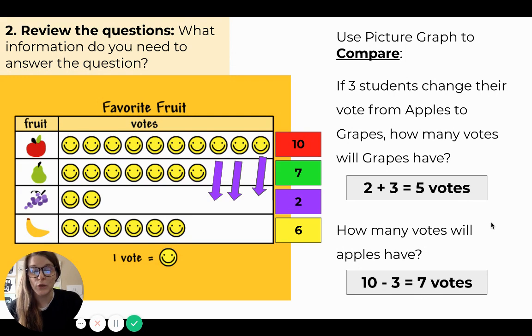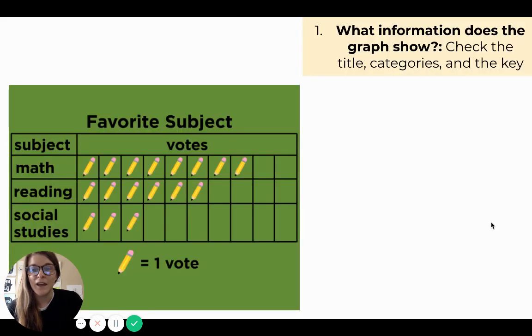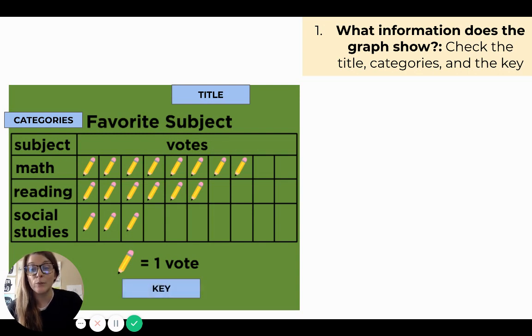Okay, let's move on to a new picture graph. As always, we start by checking the title, categories, and the key to figure out what information this graph shows. The categories here are subjects. I see the subjects are math, reading, and social studies. The title tells me that this graph is all about students' favorite subjects. And the very important key tells me that 1 pencil equals 1 vote. So I can count by ones to find the total.